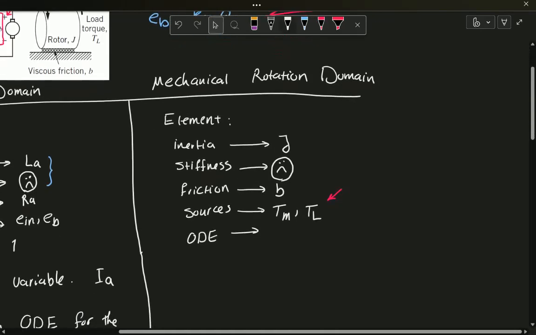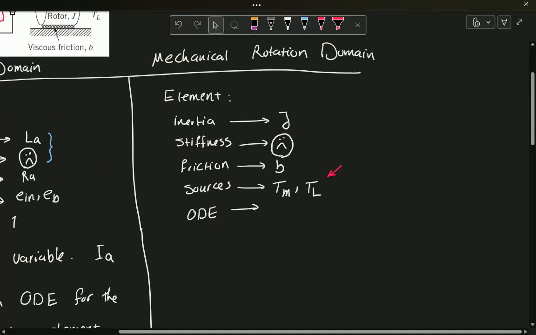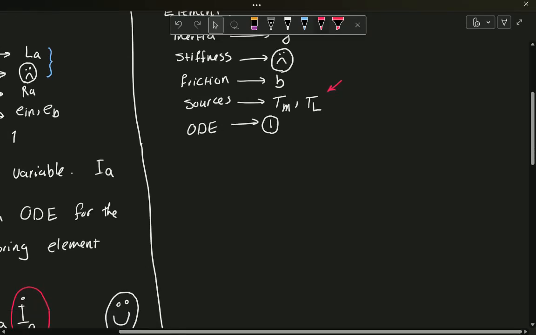Now, here's a question. How many of these do you think I would need to model for this system? Well, I have only one independent motion, and that's the motion of the rotor. So I would end up with only one OD. Now let's go to step 1.